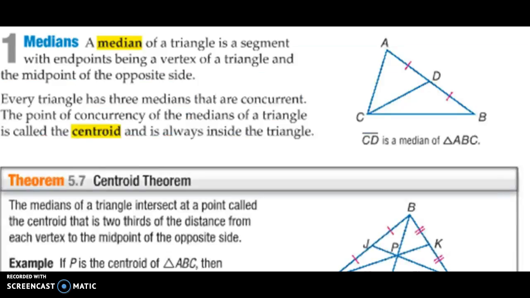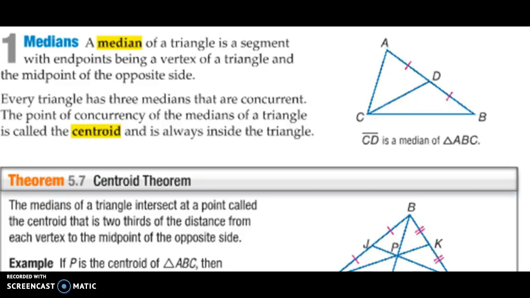Today we're going to be talking about section 5.2, which is on medians and altitudes of triangles. So what is a median? A median of a triangle is a segment with endpoints being a vertex of the triangle, and it goes to the midpoint of the opposite side.